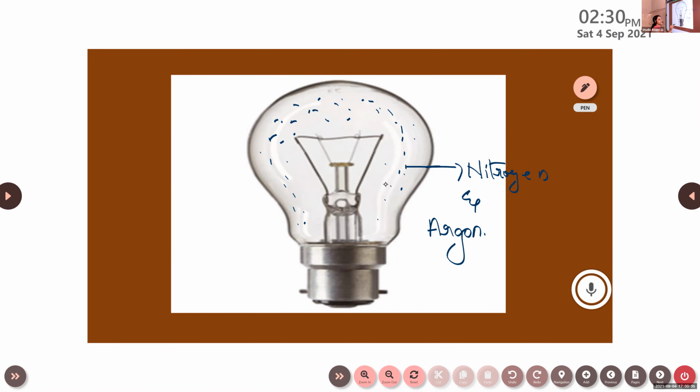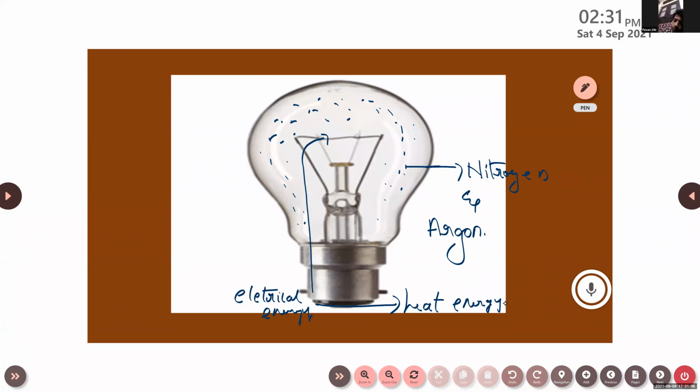Here we apply electrical energy to this bulb, and this electrical energy is converted into heat in order to heat the filament. The filament becomes hot and emits a large amount of light. So the electrical energy is converted into heat energy to heat the filament, thereby producing light energy. Is it clear?